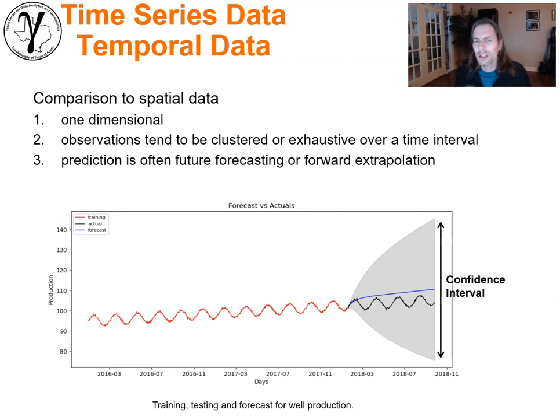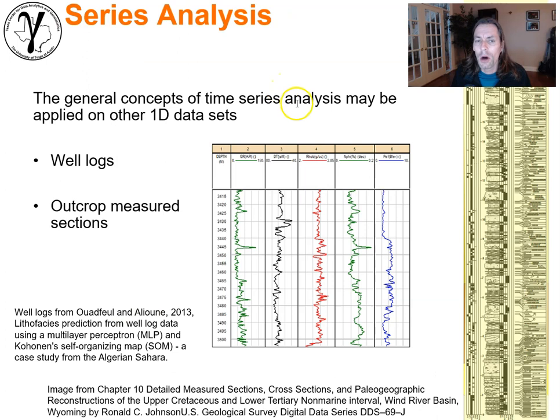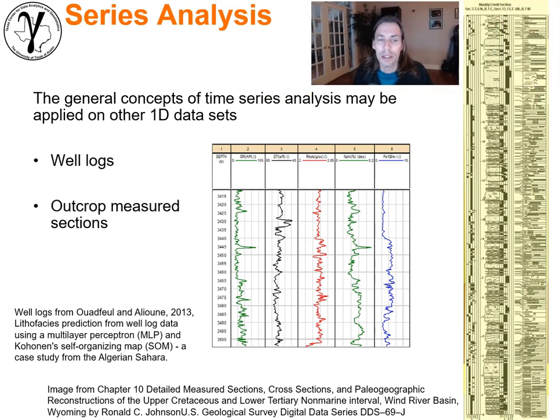Observations tend to be clustered, or more commonly, they tend to be exhaustive over the time interval. It's very common to have samples available at regular time intervals in time series analysis. And the prediction problem is most typically a future forecast where we have data available to us up until some date, some time, and then from then on we try to make forecasts into the future. We're trying to build a model that can do that and provide some type of level of uncertainty with regard to that prediction.